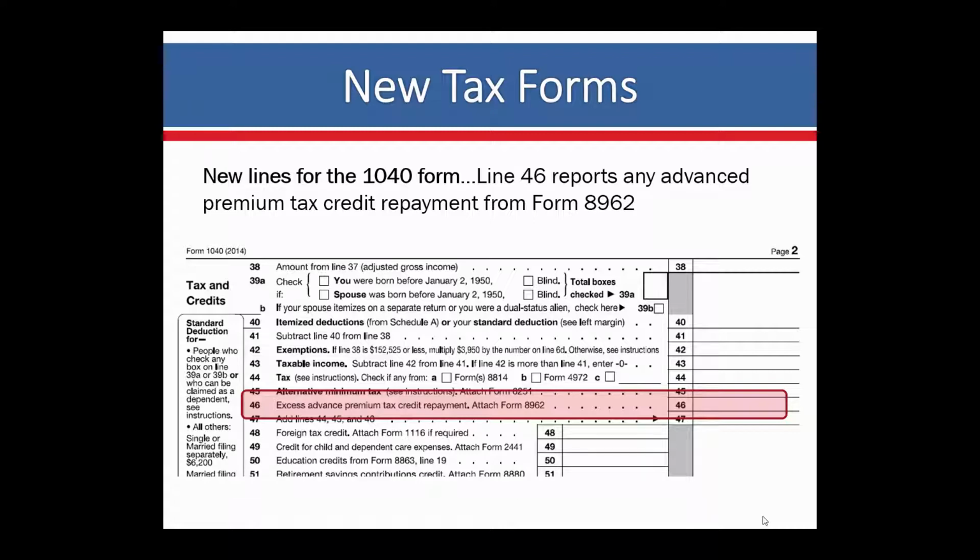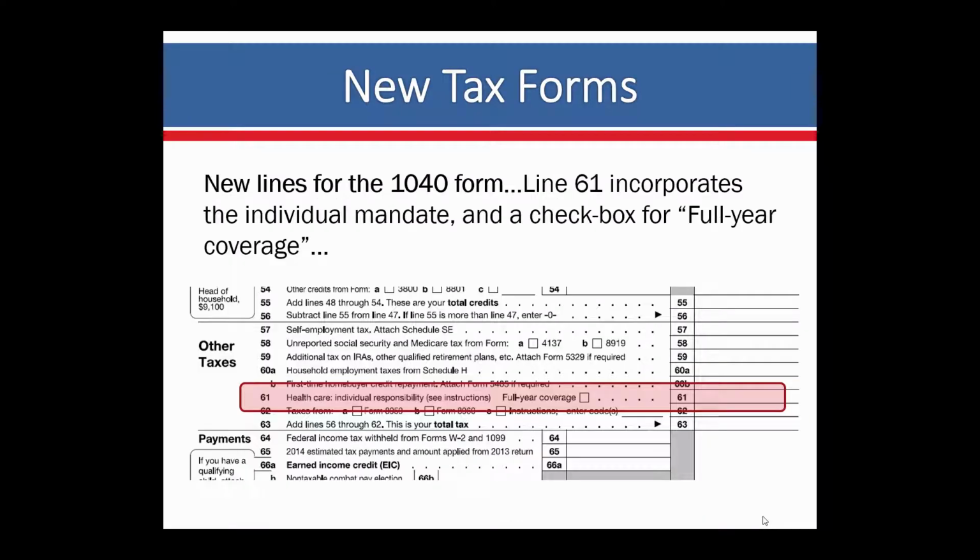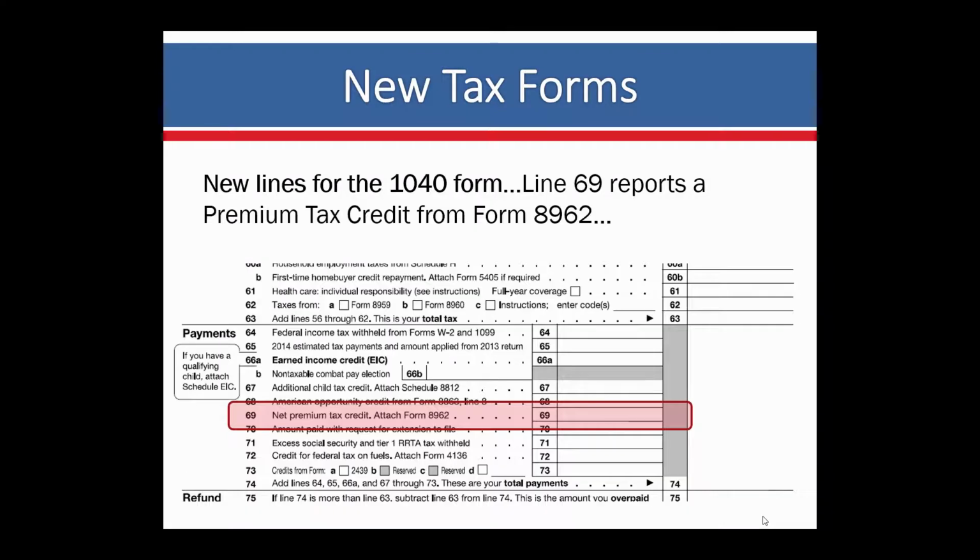There are some new lines for the 1040 form. Line 46 reports any advanced premium tax credit repayment from Form 8962. Line 61 incorporates the individual mandate and a checkbox for full year coverage. Line 69 reports a premium tax credit from Form 8962.